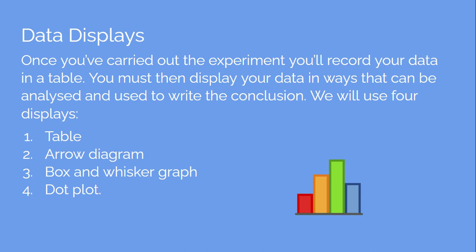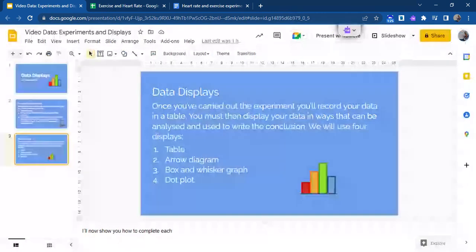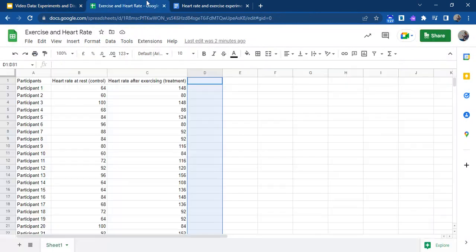Once you've done that, you record your data in a table. You've then got to display your data in ways that can be analysed and used to write the conclusion. So we're going to use 4 displays. We're going to use the table itself, an arrow diagram, a box and whisker plot, and a dot plot. So this is how you do that.